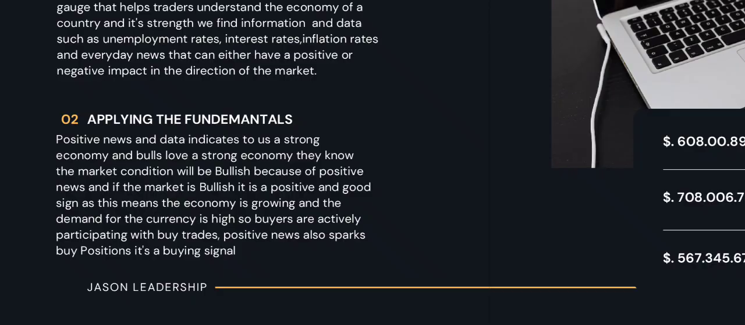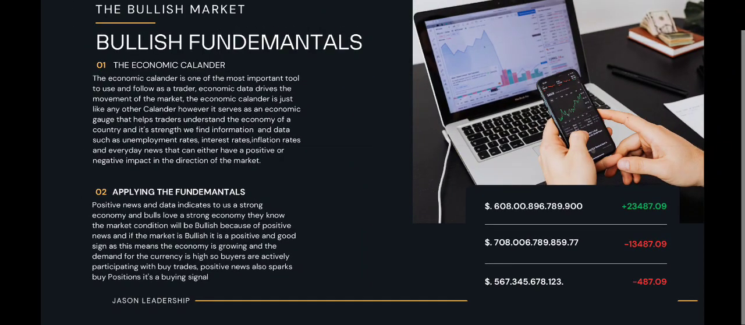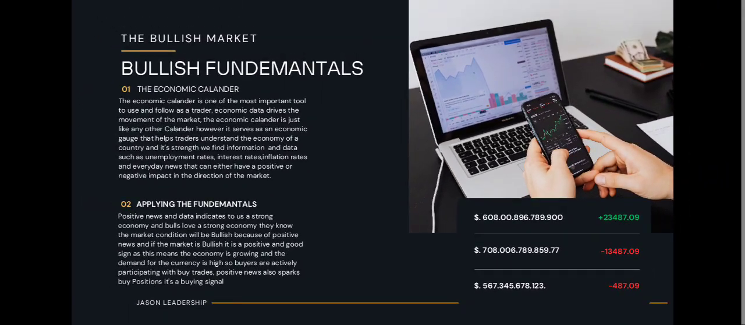Positive news also sparks buying positions. It doesn't mean open a buy position, but it can further signal a buying position, because we know now where the direction of the economy is heading. Just like this evening, we're going to have the interest rate decision. Federal Reserve Chair Jerome Powell is going to be speaking with the Federal Open Market Committee this evening, and they're going to discuss the direction of the economy of the US.